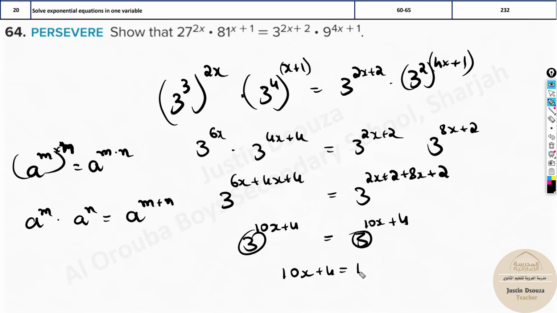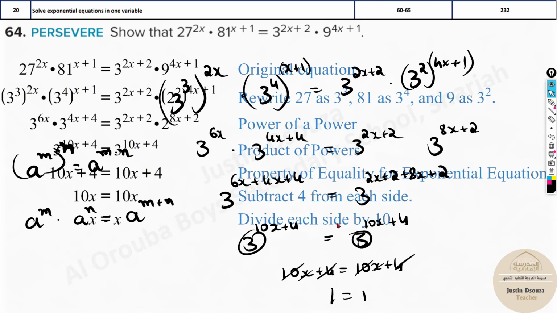10x plus 4 equals 10x plus 4. And now over here what you do is you simplify, take it to the other side. Now here 4 cancels, divide 10, and also x cancels. It is basically 1 equals 1. It's an identity. All the time it's true. Both the sides are absolutely true because you're getting both the sides same. So this is true.